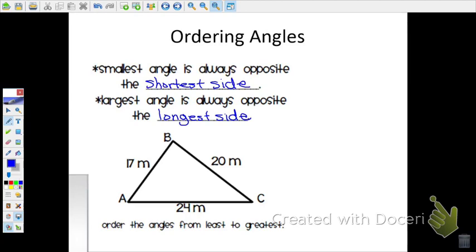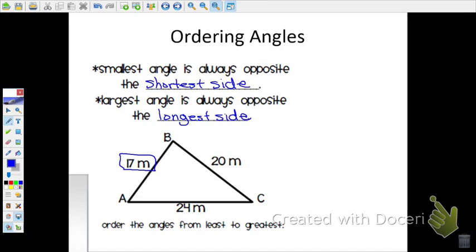Okay? So when I look at this triangle, I know all three side lengths. They're asking me to order the angles from least to greatest. Okay? I don't know my angle measures, but I can still put them in order. I'm not going to say how big they are, but I can say which one's the biggest, which one's the smallest, using this information. Okay? So they want me to list the smallest angle first. My smallest angle is going to be opposite the shortest side. Okay? So it's this one here that is the shortest side.